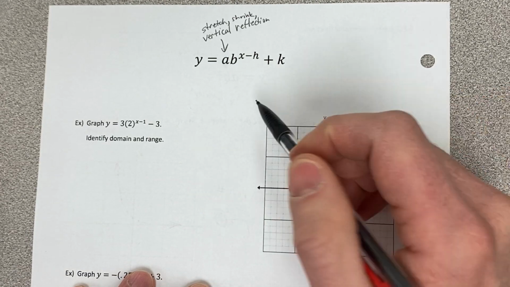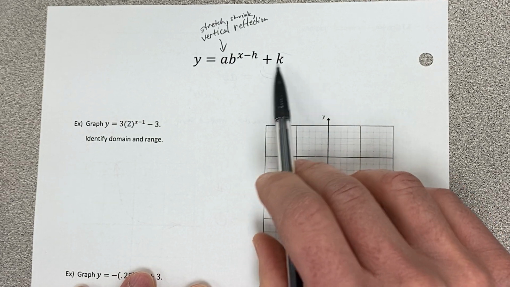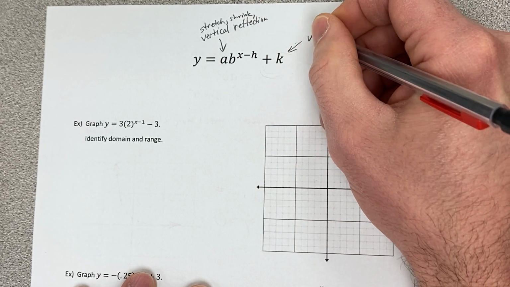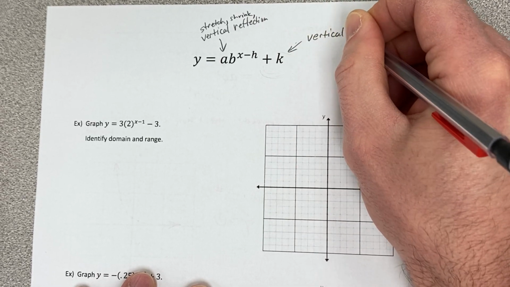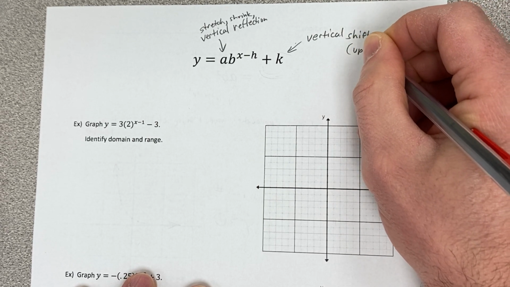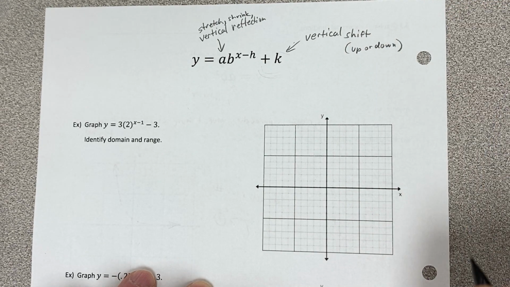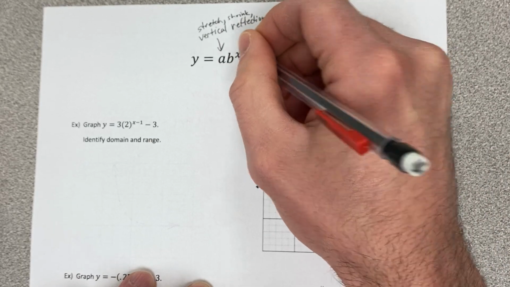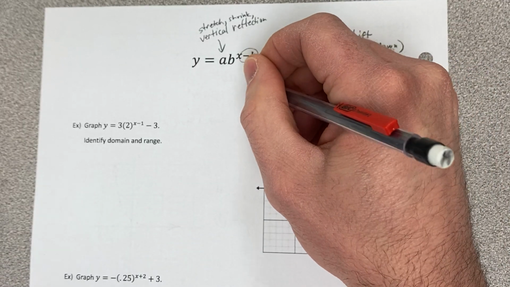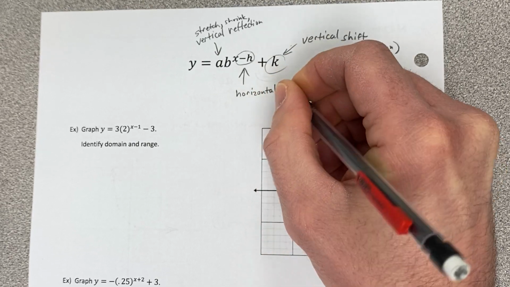I encourage you to use Desmos to explore a little bit, but when you add a number on the back end of these things, it makes it shift. It's going to be a vertical shift, and it's going to be up or down, depending on if you're adding or subtracting. And then this minus h right there, that is going to be a horizontal shift.